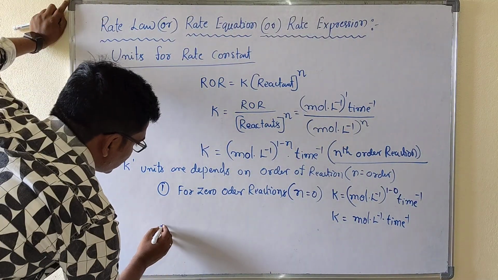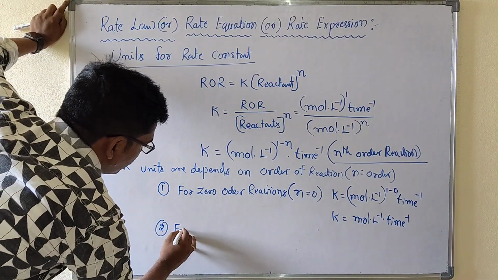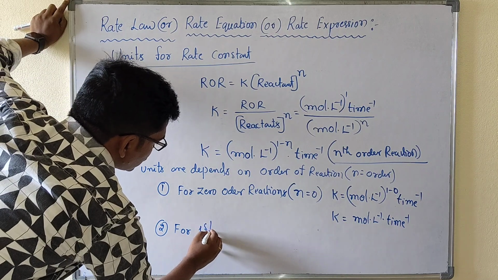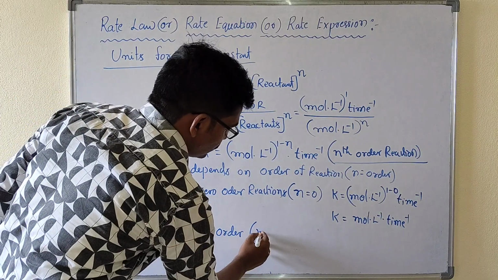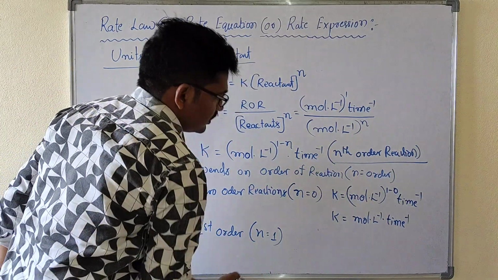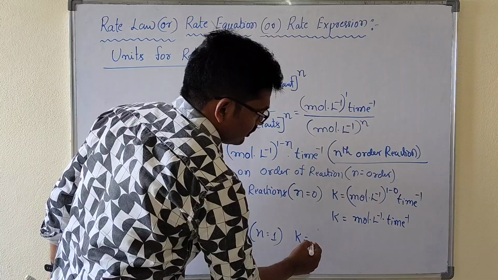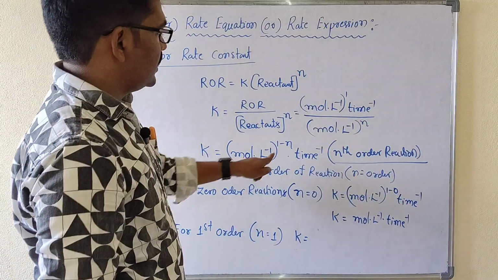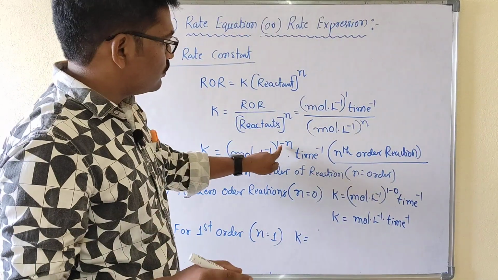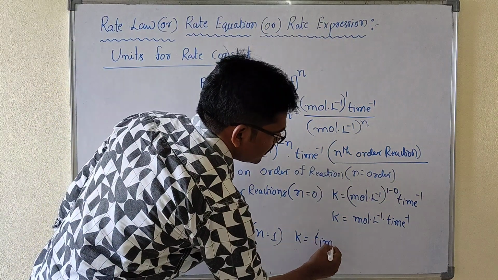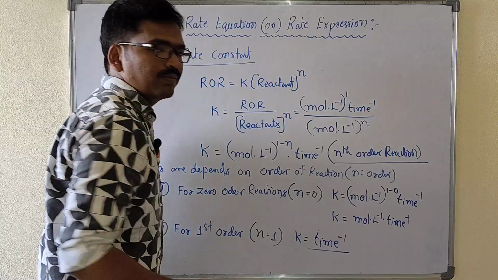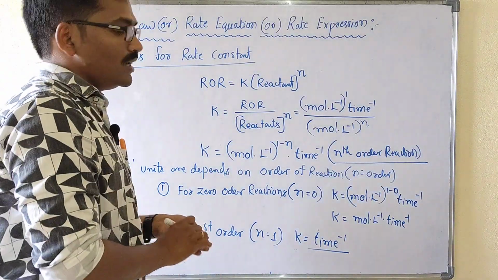Then first order reaction, in case of first order reaction, n value ఎంత ఉంటుందమ్మా? సో 1 ఉంటుంది. So n value 1, K equals what are the units? Tell me. In the place of n, if you take 1, so 1 minus 1 equals 0, then the units you get are time inverse. Clear? This is for first order reaction.